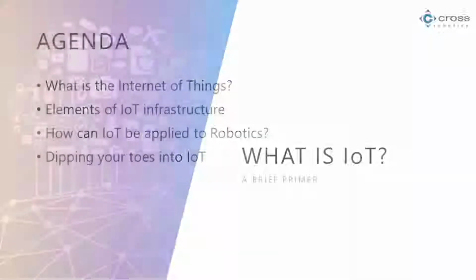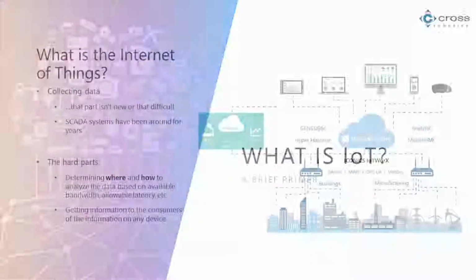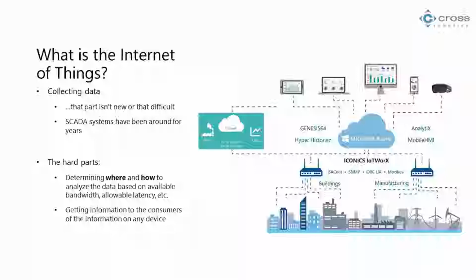So a brief primer on the Internet of Things. At its core, really, it's about data, right? It's about connecting devices and having them share data back and forth. The hard part isn't collecting the data. That's been around for years. At this point, it's more or less trivial. The hard part is determining where and how to push that data, right?